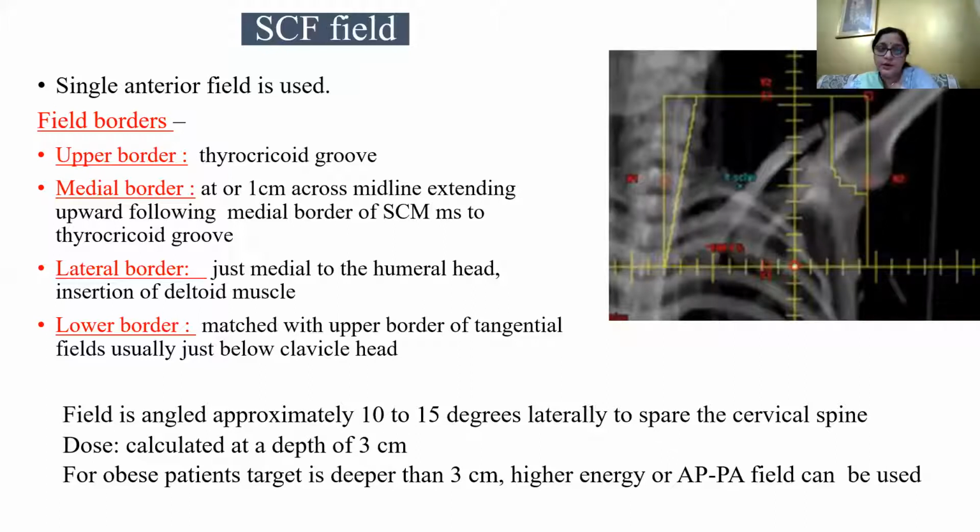Yeah, very good question. It is not used now because in the cobalt era we didn't have an option of a higher energy. But with a linear accelerator, if we know that the separation is higher and we are not getting adequate coverage at 3 centimeter, at least 90% of the CTV should be covered by the 90% isodose. If it is not so, then we can go ahead and use a higher energy, that is 10 MV, but that option was not available with the cobalt, so we were using an extra field which was the posterior axillary field.